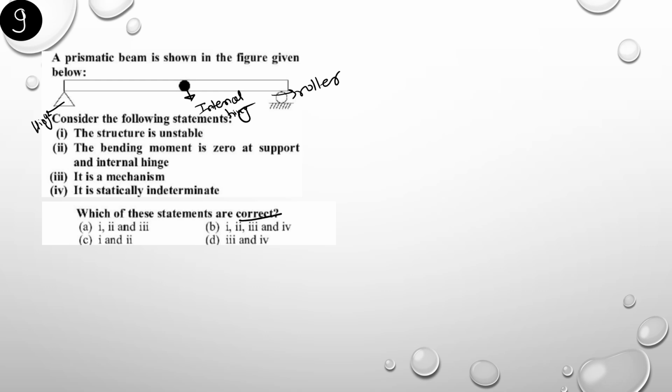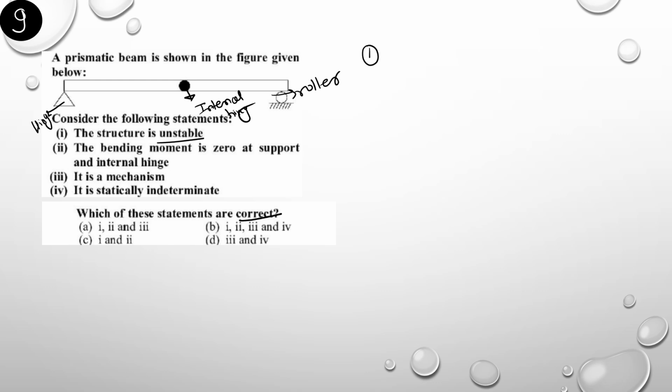So we'll see each statement one by one, and then we'll decide which statement is correct and which is incorrect. First one: the structure is unstable. Okay, first let's discuss whether it is correct or not. First statement is the structure is unstable. So there are two rules for deciding whether the structure is stable or unstable.